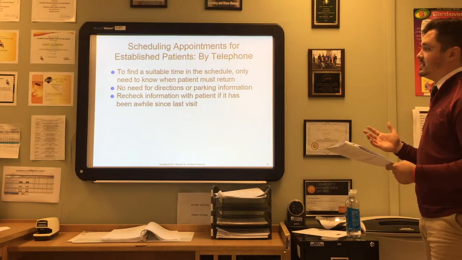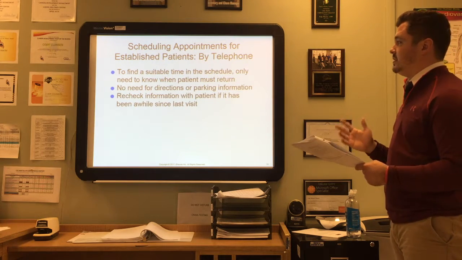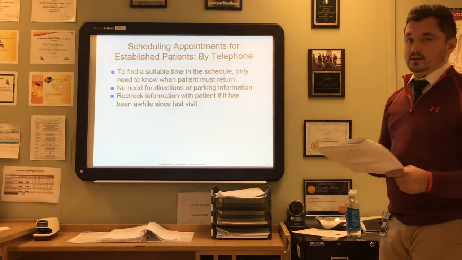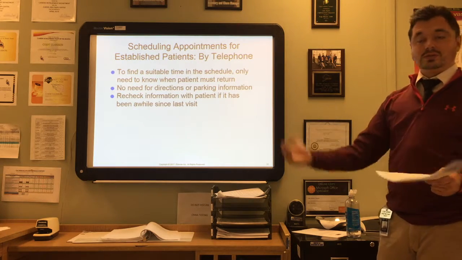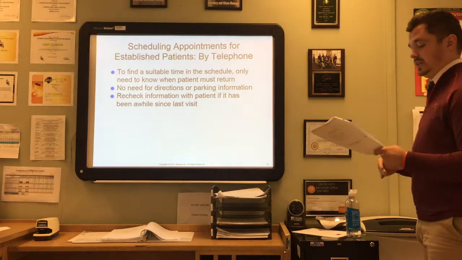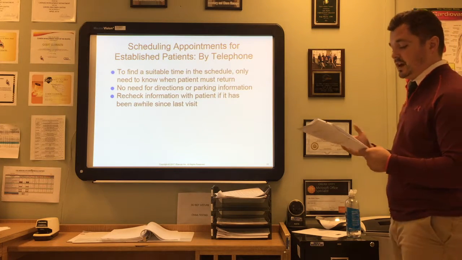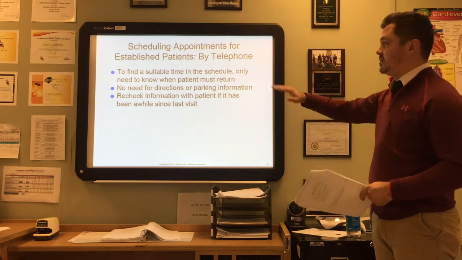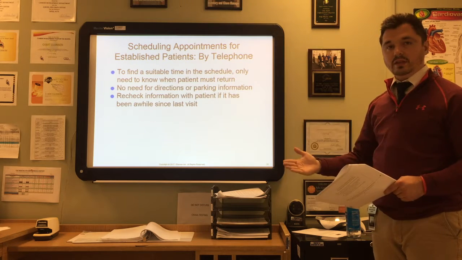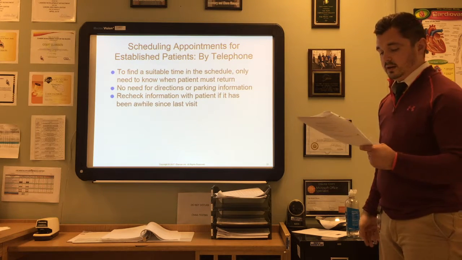It's important to find a suitable time in the schedule and only need to know when the patient must return. All right, so if it's two weeks from now, you just look two weeks ahead. You don't have to look at every day. There's no need for directions or parking. They know where the office is. They know how to get there.